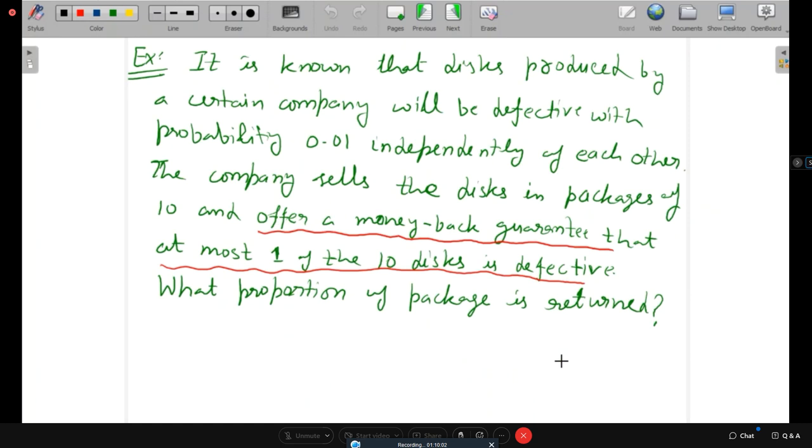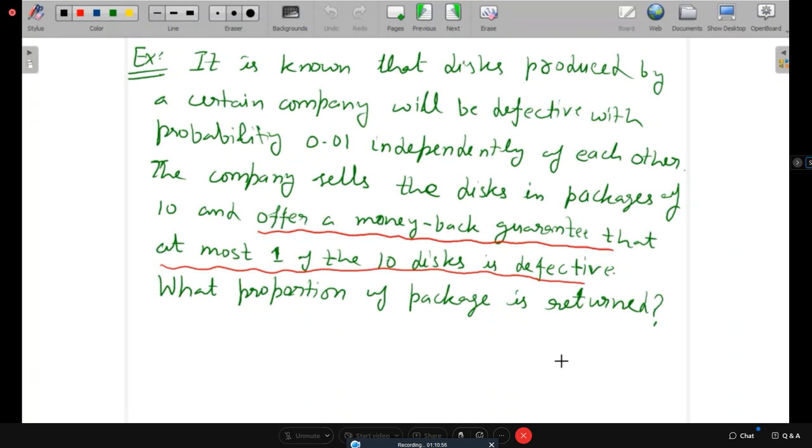Now let's do this problem. Read it. It is known that discs produced by a certain company will be defective with probability 0.01, independently of each other. So each disc will be either defective or it will work. You can treat defective as a success with probability 0.01 and working as a failure with probability 0.99, or the other way around. And each disc you should treat as independent.